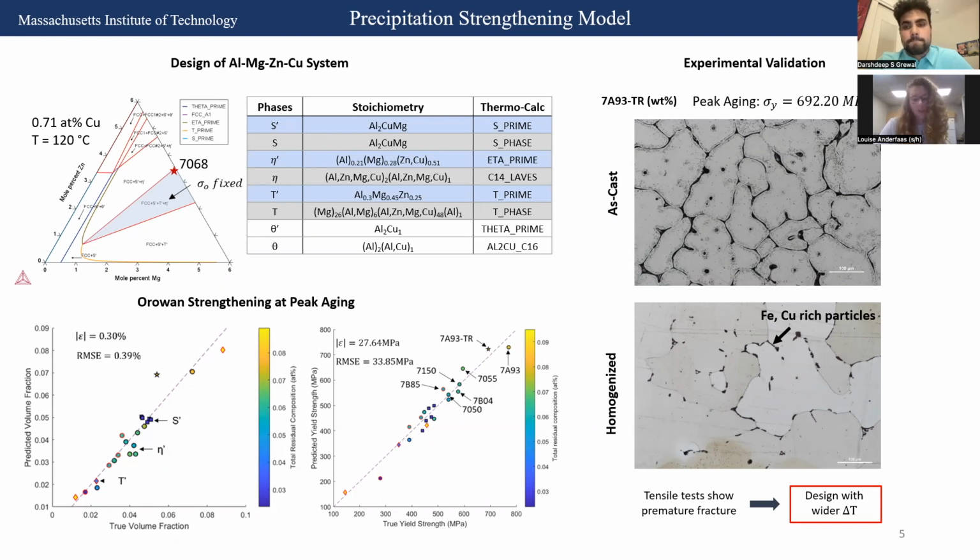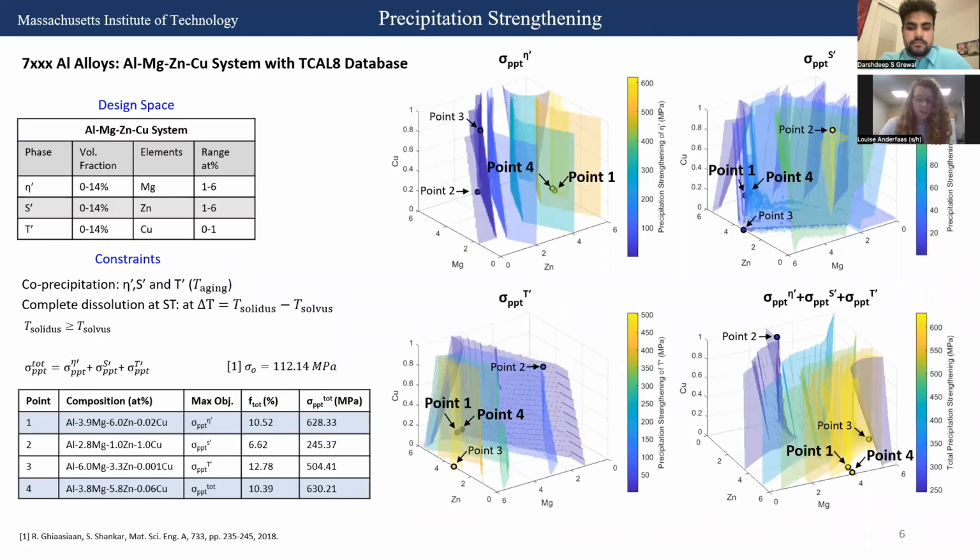And so then next, we calibrated our OR1 strengthening model with data from literature against Thermo-Calc data. And then we selected a 7A93 alloy in order to experimentally validate our results. Examining the metallography revealed that the intermetallic particles rich in iron and copper segregate to the grain boundaries and remain undissolved after homogenization steps, while in the tensile tests, they showed premature fracture. So for our design, we wanted to have a wider solution temperature window in order for these phases to dissolve fully.